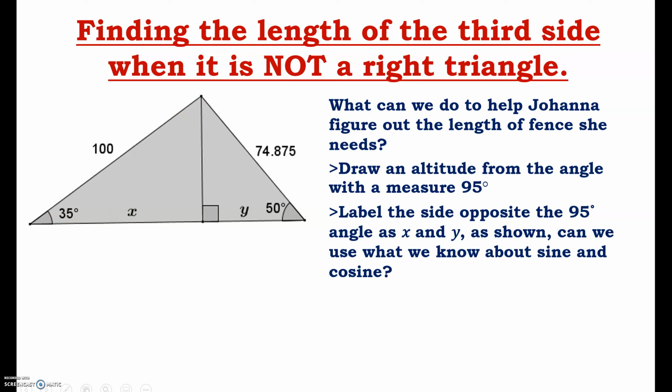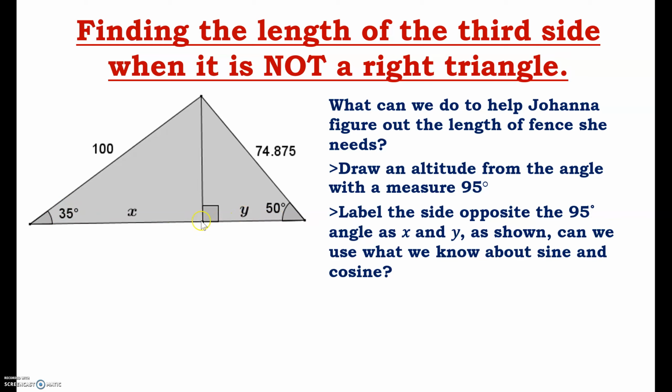So which trig function do you think we can use to figure out x? If you notice, this is 35 degrees and this x is the adjacent and the 100 is the hypotenuse. So we have adjacent, hypotenuse, so we can use cosine. So we're going to use cosine of 35.